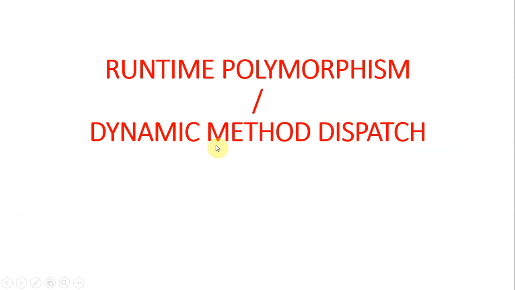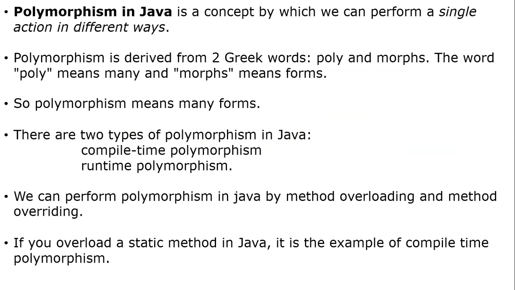Hi everyone. The next concept is runtime polymorphism, and it is also called dynamic method dispatch. So first of all, you have to understand what polymorphism is. In the early classes of the Java subject, you learned what polymorphism is. Just to recall, polymorphism is one of the basic object-oriented programming principles. So what is polymorphism?